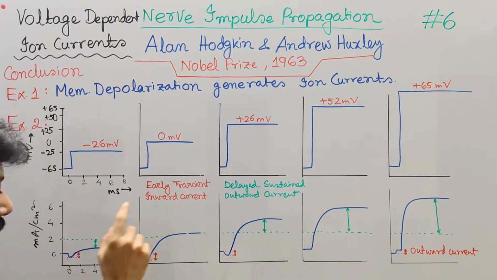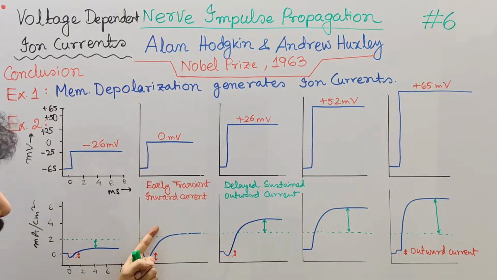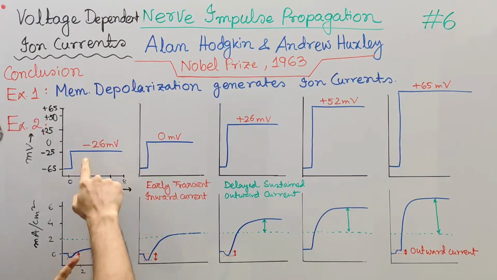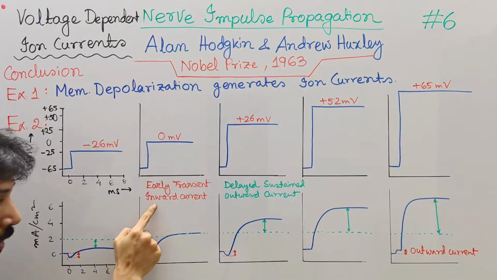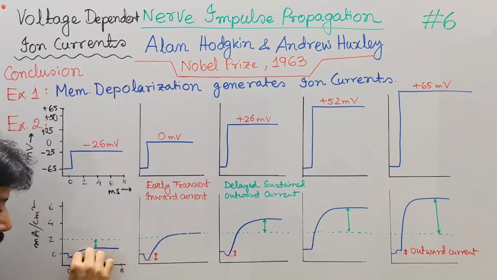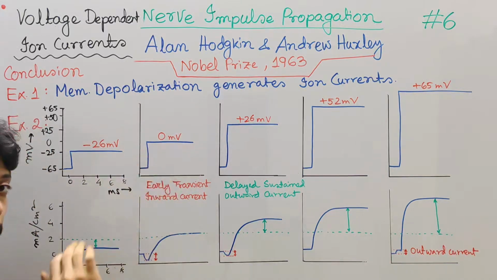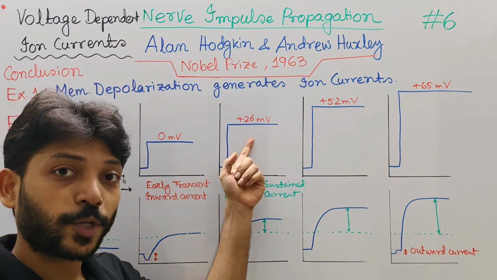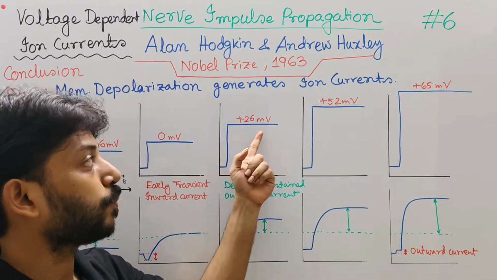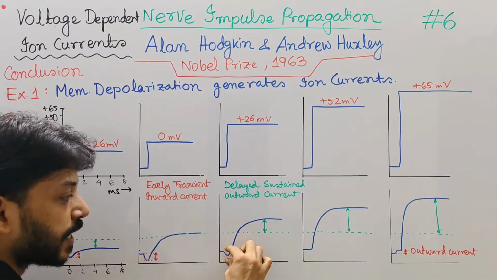on the neuron, they found that this much amount of inward current is flowing. But when they increased the membrane potential from minus 26 millivolt to 0 millivolt, they found that the inward current actually increases from this amount to this amount. So the inward current increases at 0 millivolt. But when they increased the membrane potential further from 0 millivolt to plus 26 millivolt, they observed that now the inward current is actually decreasing.